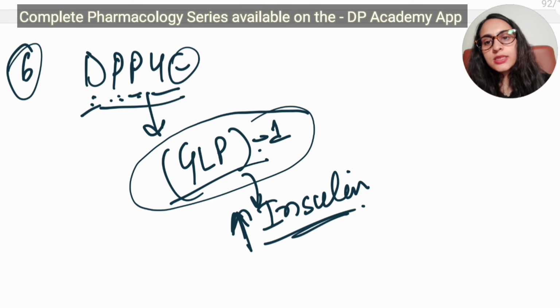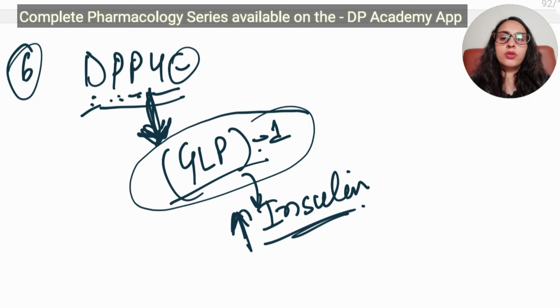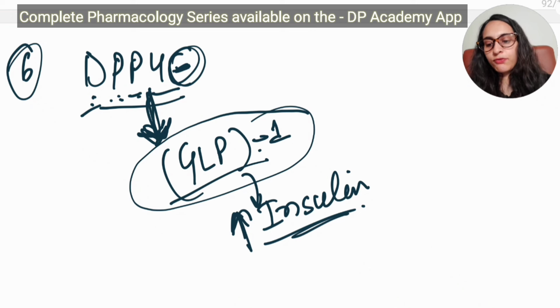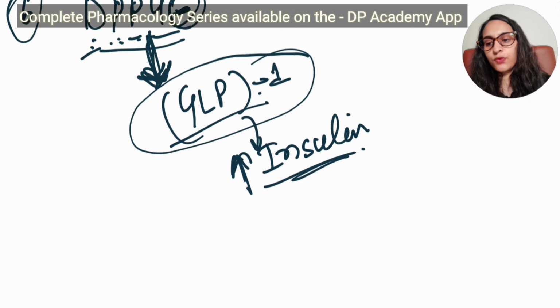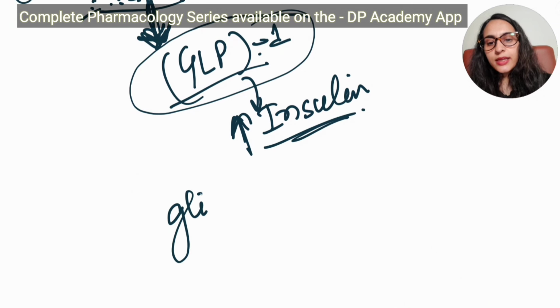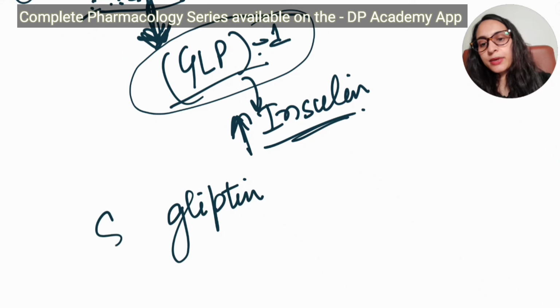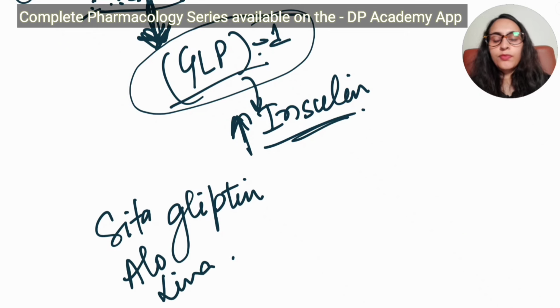GLP-1 is inactivated by DPP4, which is dipeptidyl peptidase 4. But here we want to stimulate more of GLP-1 so that more insulin is released and the diabetes is controlled. So in that case, we give an inhibitor of DPP4, dipeptidyl peptidase 4. These are the drugs that end with gliptin, for example, sitagliptin, alogliptin, or linagliptin.